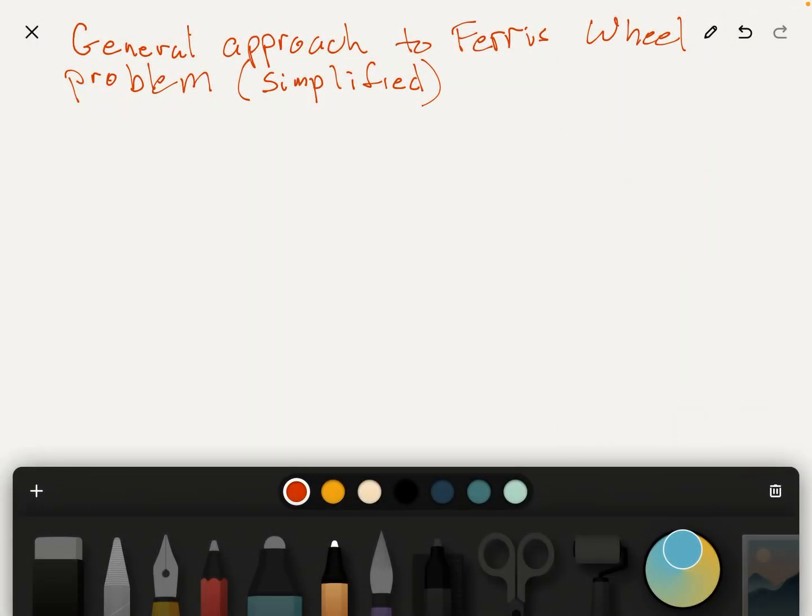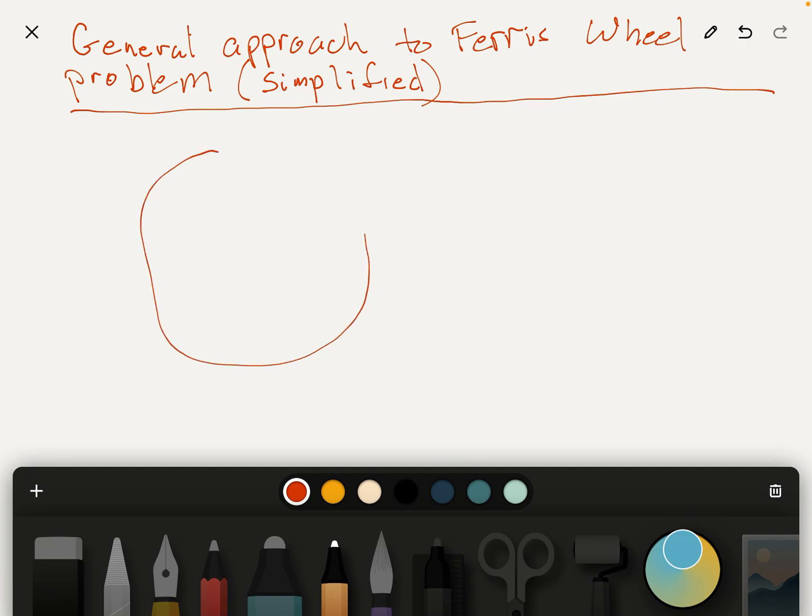Okay, I want to start by talking about the general approach to a Ferris wheel problem, and we're going to simplify it a little bit. So here's a Ferris wheel, not very round, but that's okay. Let's say Joe is right here at 3 o'clock. Let's make it 3 p.m.